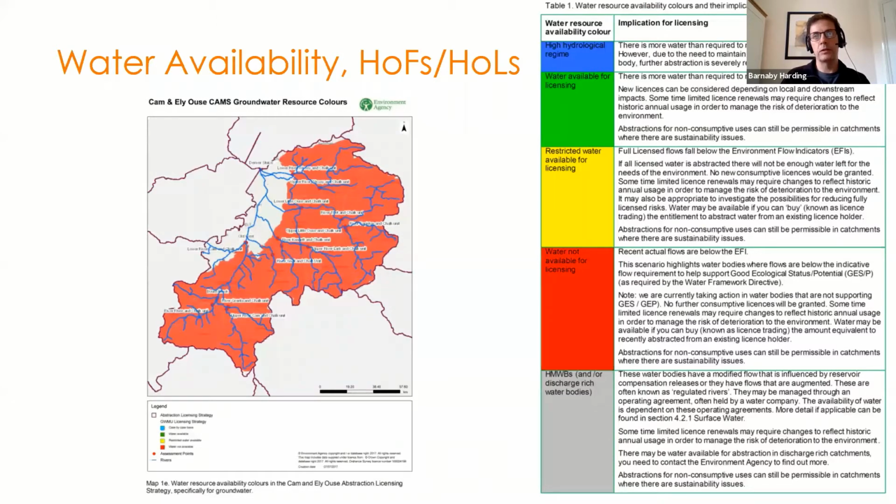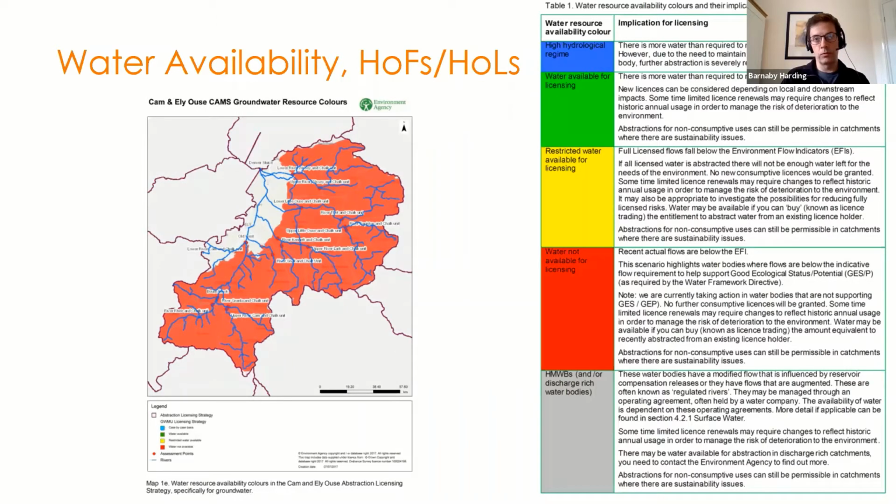In this situation, you've got restricted water availability, where there's not enough water available at full license. If everyone was to fully exercise their license, there wouldn't be enough water to maintain the environmental flows in water bodies. In this situation you'd have trouble getting a license, but you may be able to trade. So basically borrow someone else's or pay for someone else's license.